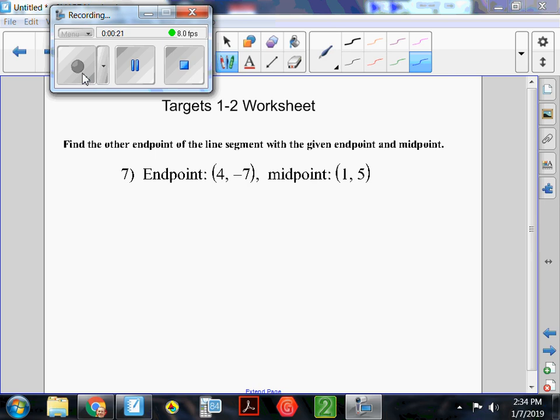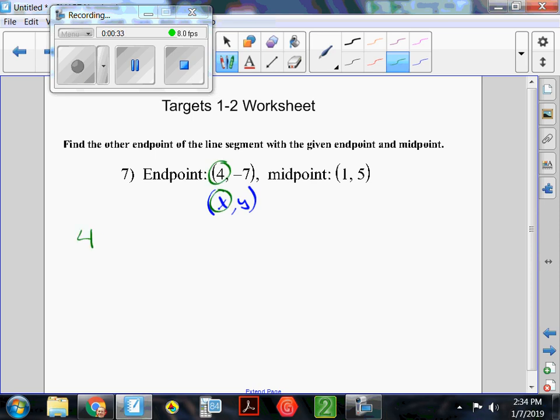One way we did in class was we said that our other endpoint is going to be x comma y. So we have 4 comma negative 7 and x comma y, and then we can set up an equation. So the average of our x's, 4 plus x divided by 2, is going to equal the x of the midpoint, which is 1. Then I can solve that equation, multiply by 2. If I multiply by 2 and divide by 2, they cancel each other out. So 4 plus x is equal to 2. I can subtract 4, and x equals negative 2.